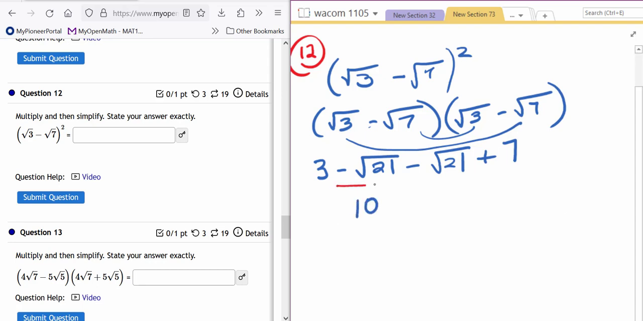Remember your coefficients on these. This is a negative 1 and a negative 1. Will give you a negative 2.